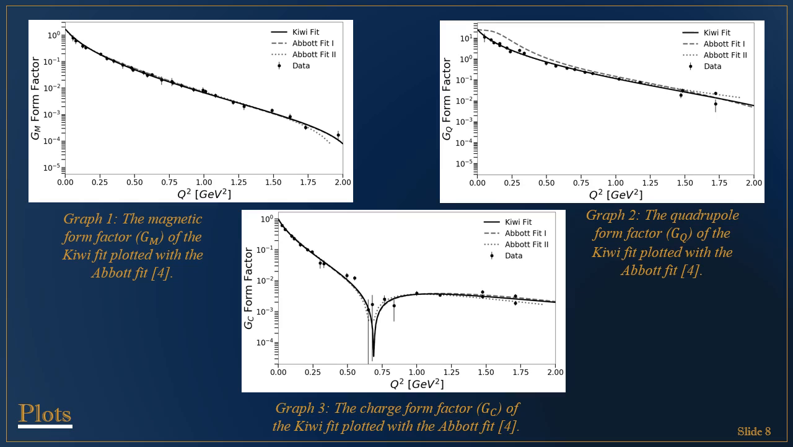The Kiwi fit, when compared to the Abbott fit 1 and 2, fits the data more smoothly. You can see this especially in graph 2 with Abbott fit 1 at the start and Abbott fit 2 at the end. The data was also plotted on a log scale, which included taking the absolute value of the data. As seen in graph 3, the charge form factor GC crosses the axis, which is the dip.